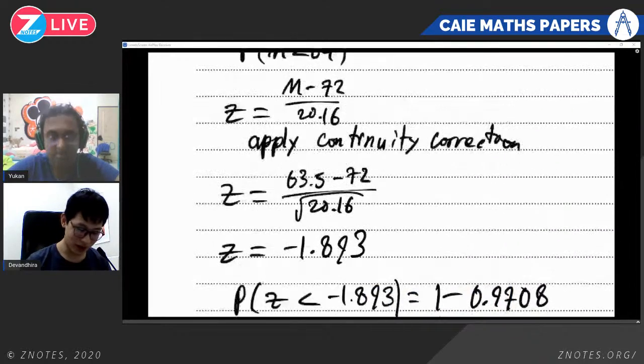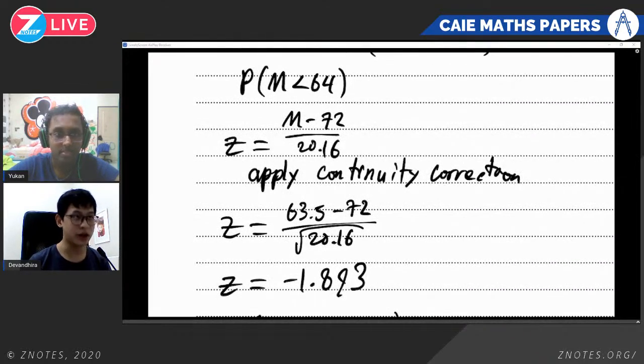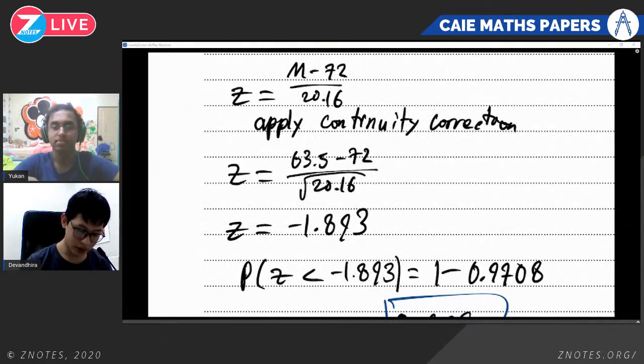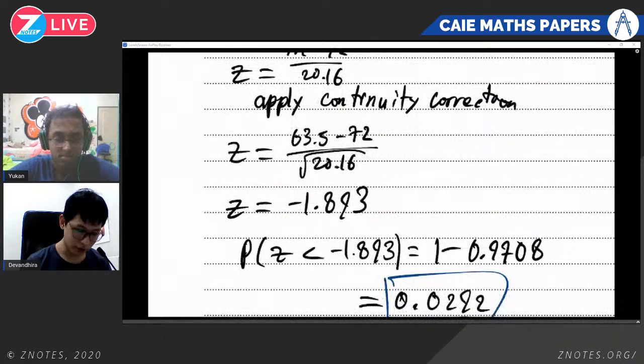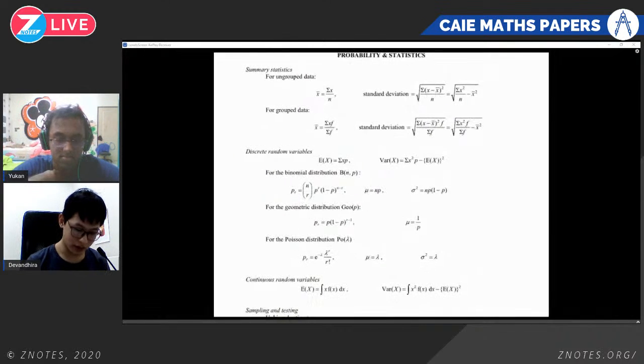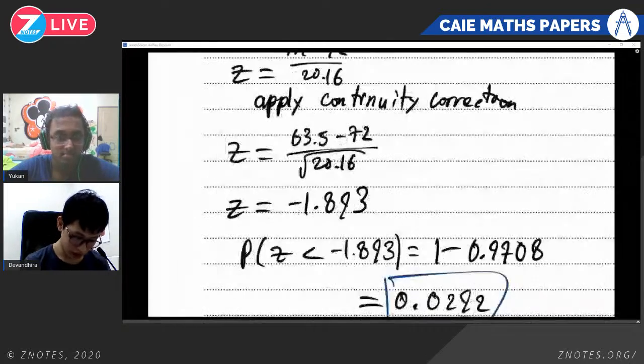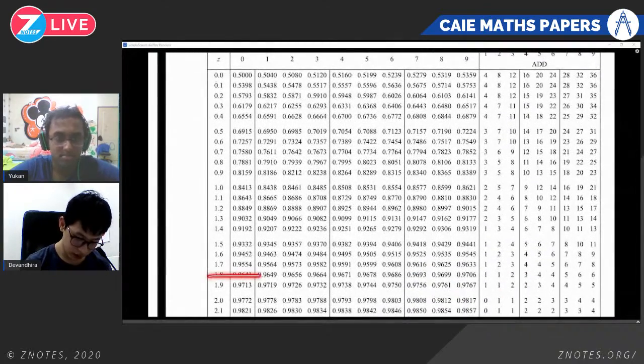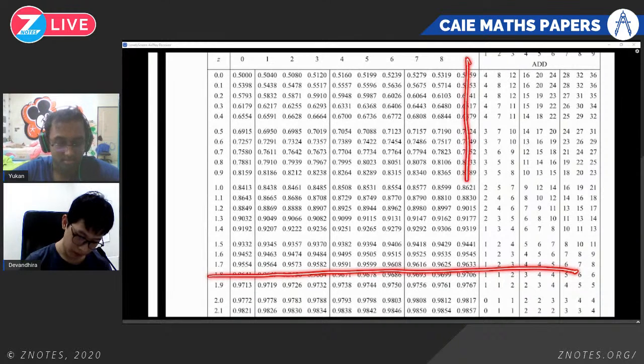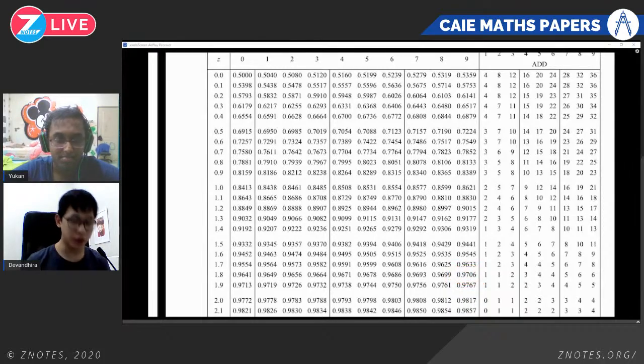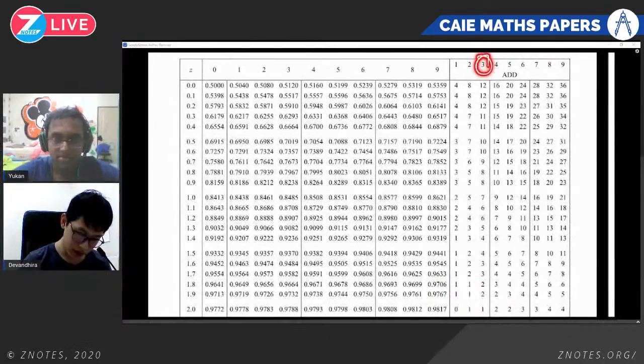So basically, I was saying how we can convert by using the continuity correction here. Once you put this in your calculator, you'll get this. And how do you find P(Z < -1.893)? You can go back to your table, look for negative 1.8, which is right here, then 9. That means we'll use this value. But because we have a 3 at the back, we can use this 3 digit at the back there.